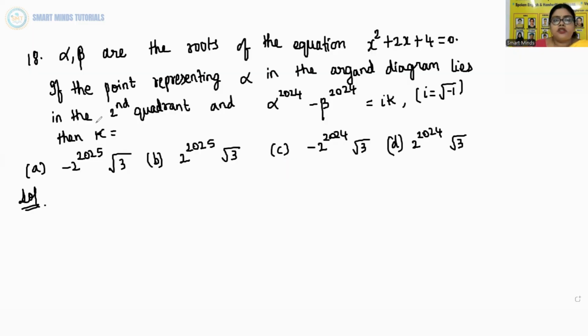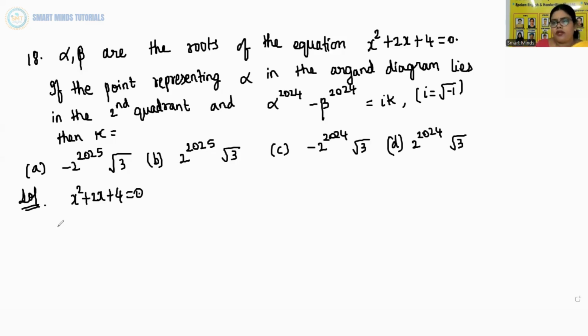So take this question. Alpha, beta are the roots of the equation. If the point representing alpha in the Argand diagram lies in the second quadrant and alpha power 2024 minus beta power 2024 equals ik, where i is root over minus 1, then what is the value of k we need to find out. So what is the quadratic equation given? x square plus 2x plus 4 is equal to 0.